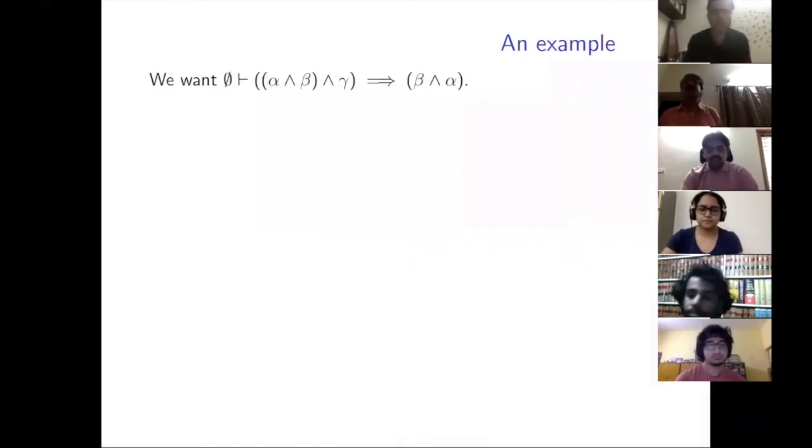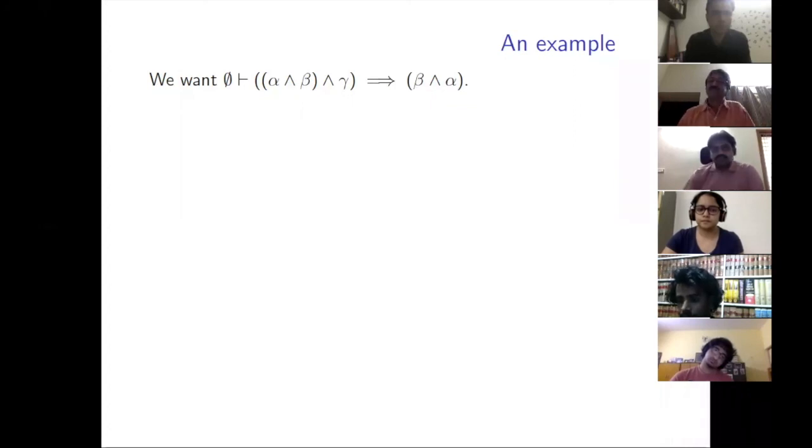I want to show something completely straightforward. Alpha and beta and gamma implies beta. Of course, it's true. It's only to do with the commutativity of conjunction. So you should be using whatever structural rules, conjunction rules, and there is an implication. So how does the proof go?